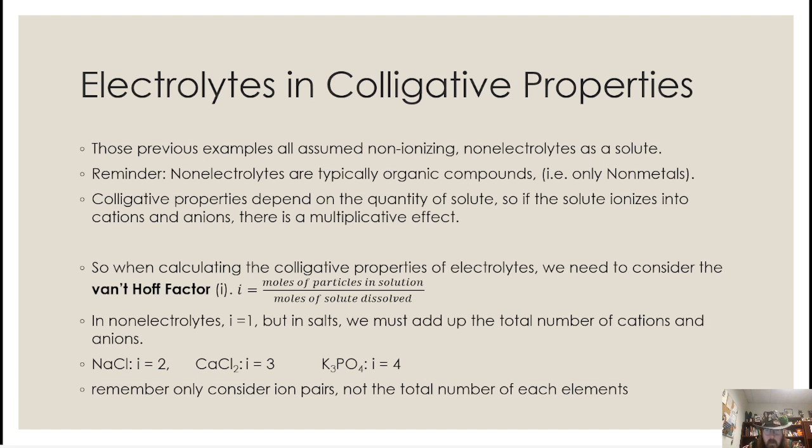So ammonium nitrate, NH4NO3, would only have an i of 2. Because ammonium is 1 and nitrate is 1, so they only add up to 2.